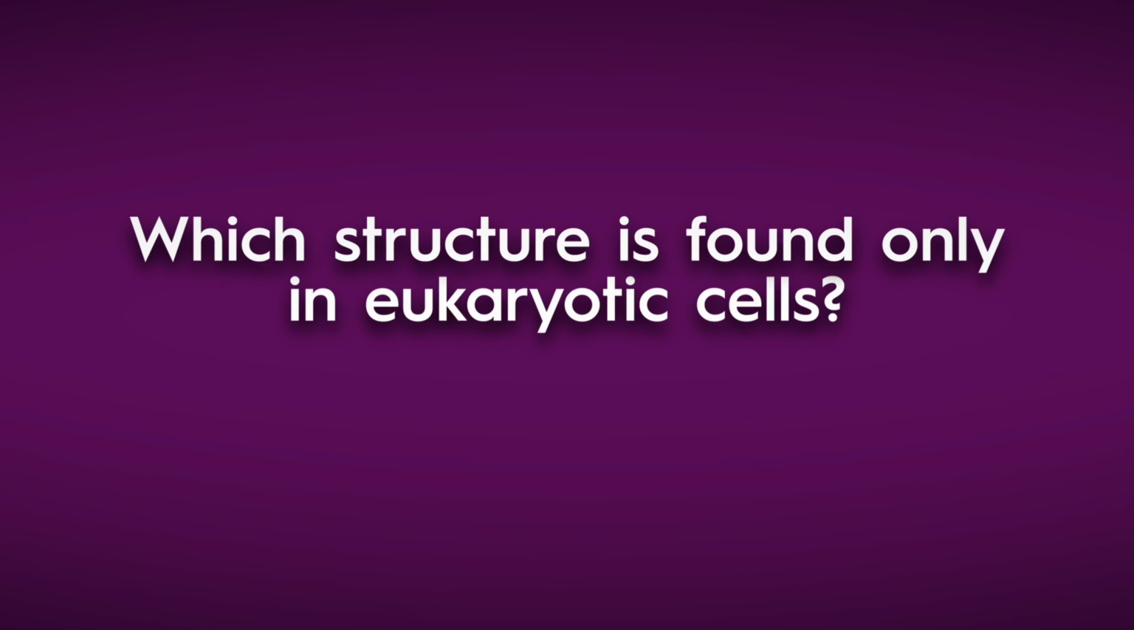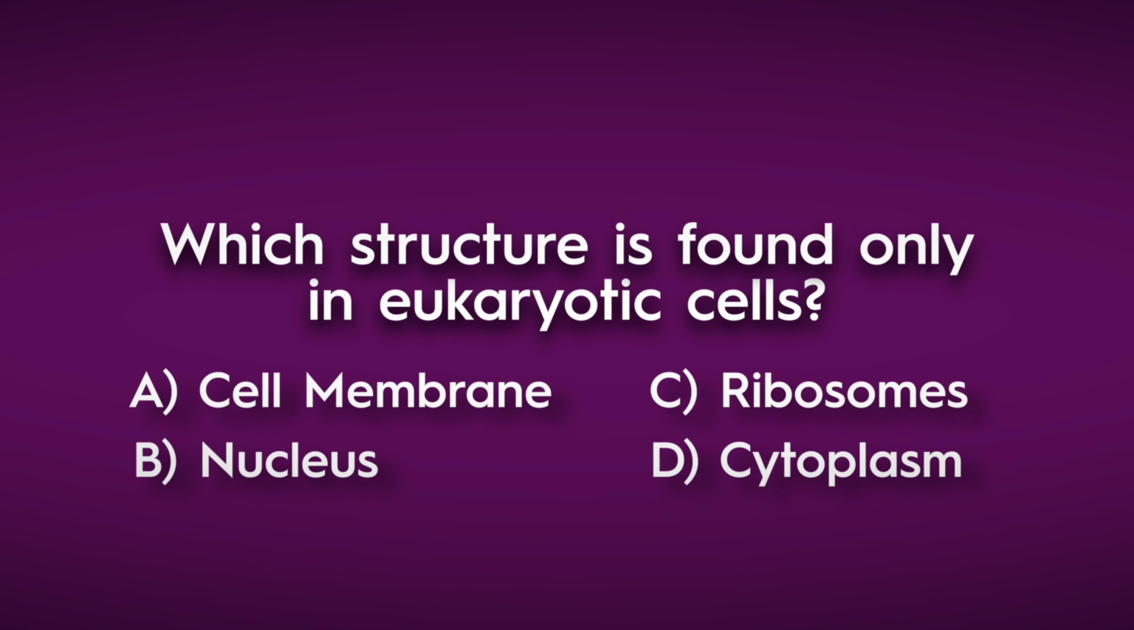Pop quiz. Which structure is found only in eukaryotic cells? A. Cell membrane. B. Nucleus. C. Ribosomes. D. Cytoplasm. Choose your answer. We'll see if you're right in a few seconds.